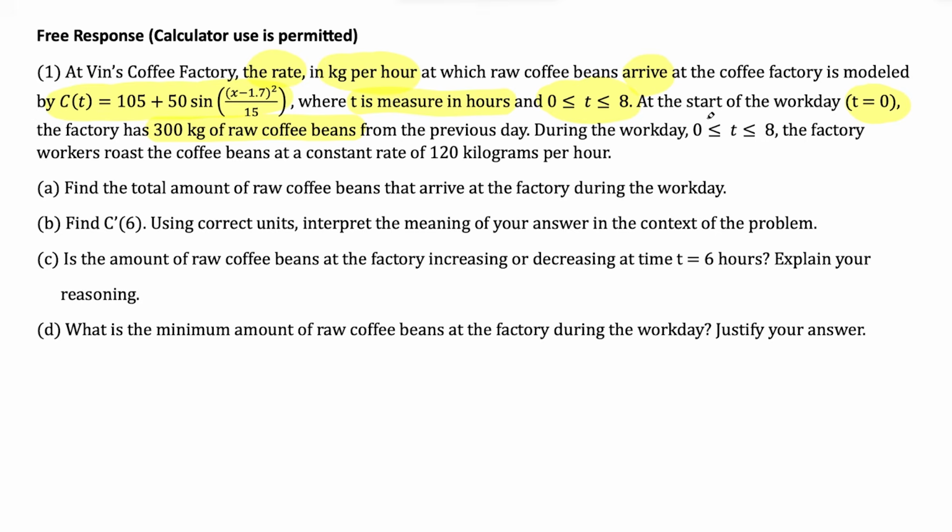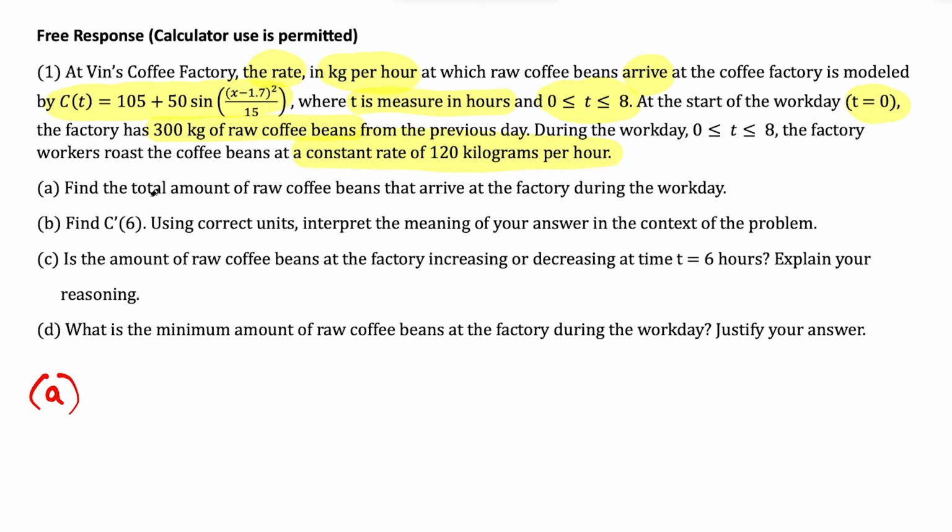So during the workday, which is between 0 and 8 hours, the factory workers roast coffee beans at a constant rate of 120 kilograms per hour. Okay, so this is all the important stuff. And now we can get started with this. So for part A, what we want to find is what is the total amount of raw coffee beans that arrive at the factory during the workday.